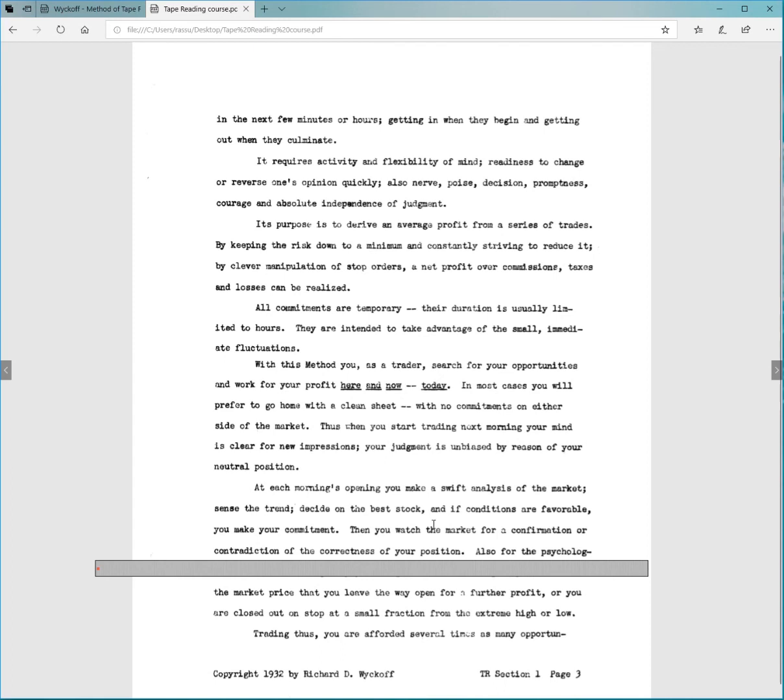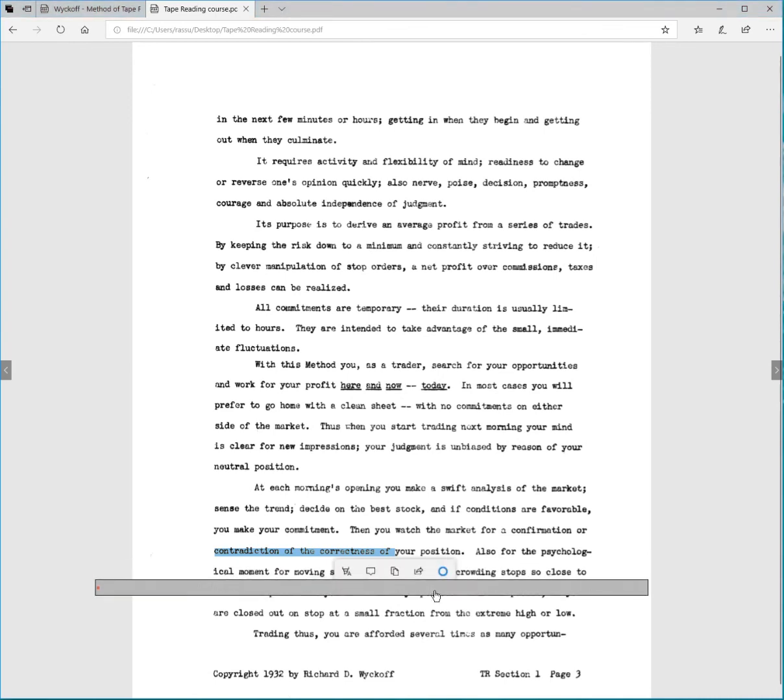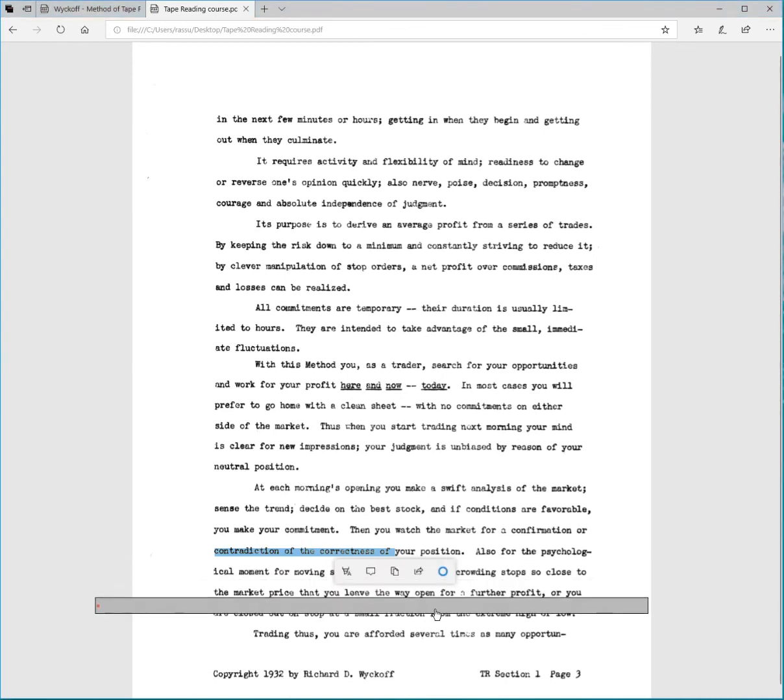So you are looking for confirmation. You are looking for contradiction or correctness. You might be hoping for correctness, but you must be objective. A step in this method is actually looking for the correctness or contradiction as part of the execution of the trade. You look to see if the market is going to contradict you or not. Also, for the psychological moment of moving a stop.